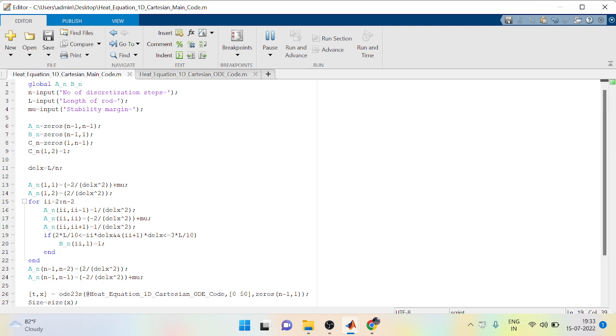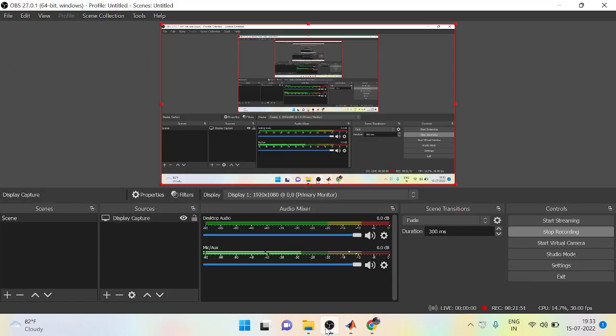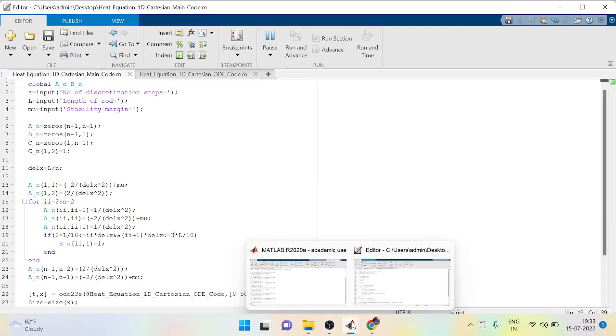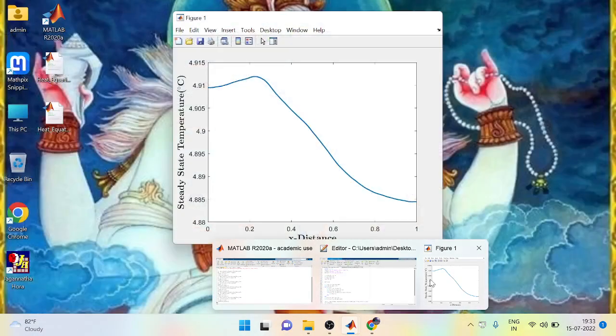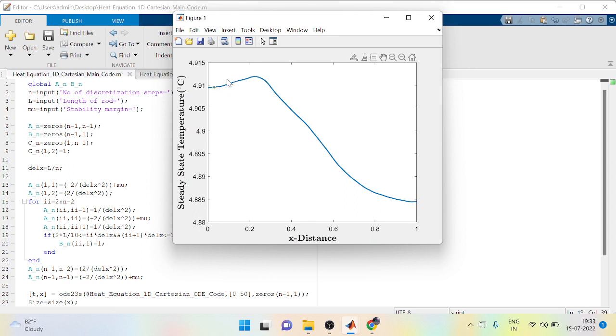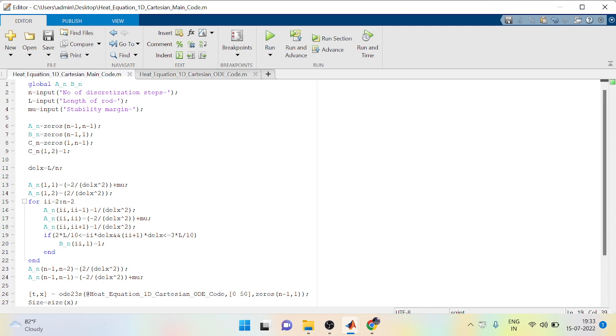It will take some time. Don't worry. I'm recording, right? Yeah, so this is the profile. 2L by 10 to 3L by 10. So this is the profile that we get. Yeah, it's appearing to be right.